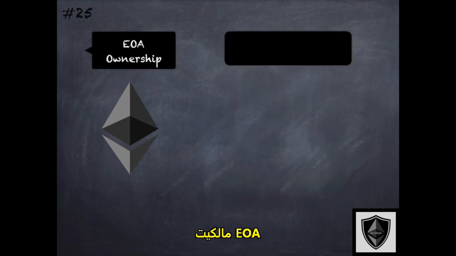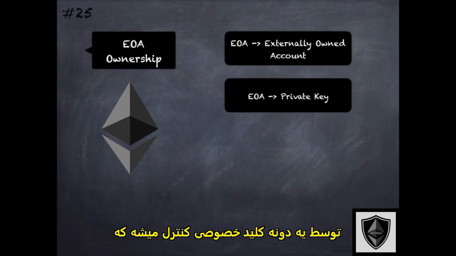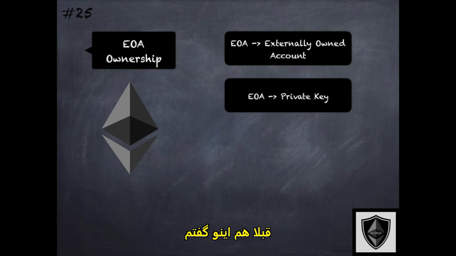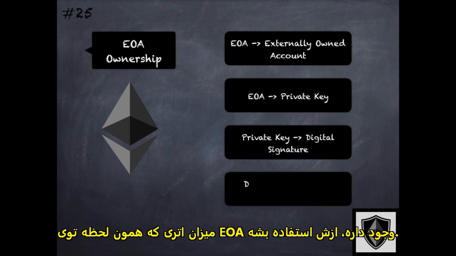EOA ownership. An externally owned account is controlled by a single private key associated with that account, like we just mentioned, and anyone who has that private key can create a digital signature that can be used to control the Ether that is present in that EOA.